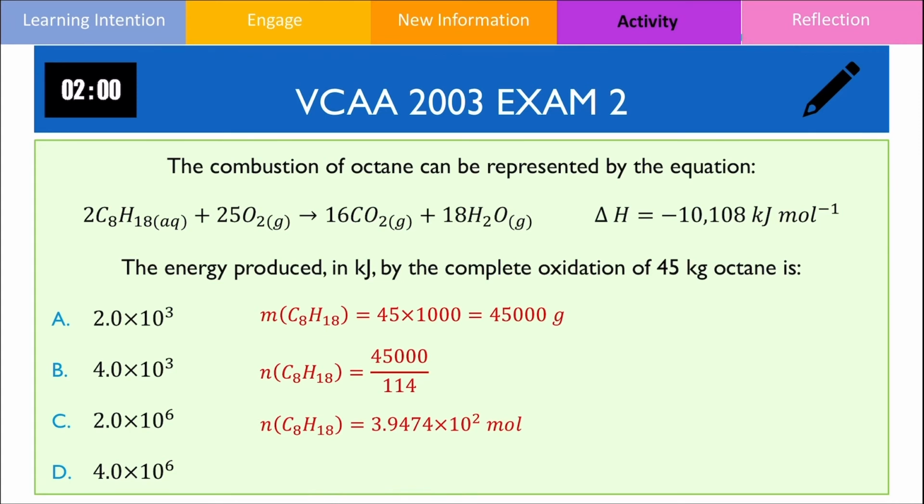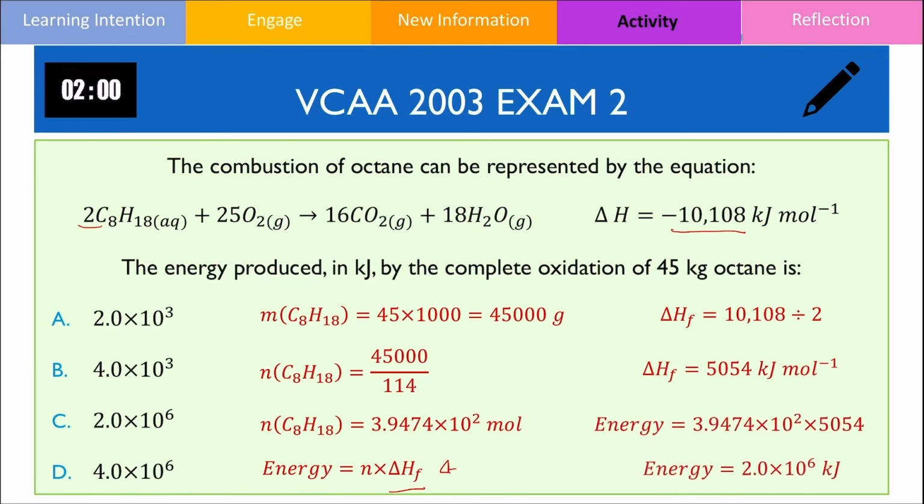We know that the energy released from combustion can be found by using the following formula. In order to use this formula, we need to first find the value for the heat of combustion. The heat of combustion of octane can be found by using its thermochemical equation, because this equation says that 2 moles of octane produces 10,108. Hence, if we divide it by 2, this will give us the energy released by 1 mole of octane. Once we've found the heat of combustion of octane, we can plug the values into this formula to give us an answer of 2.0 times 10 to the 6 kilojoules, which corresponds to option C.